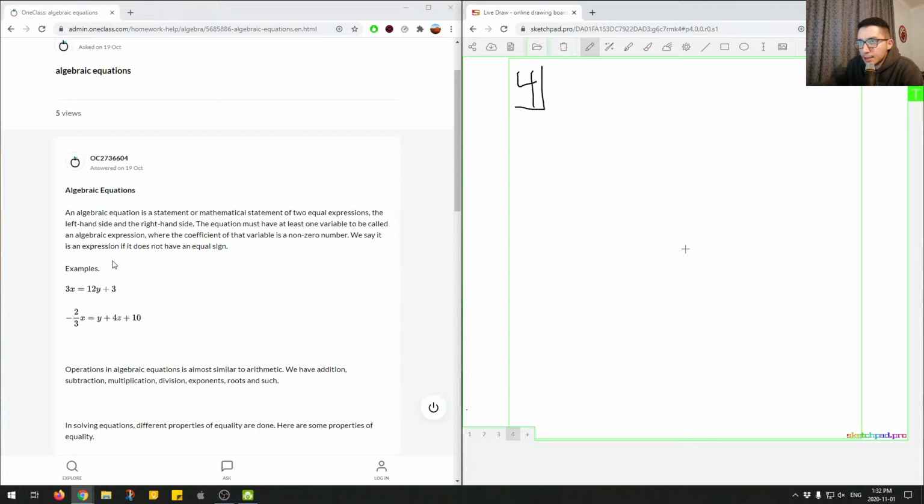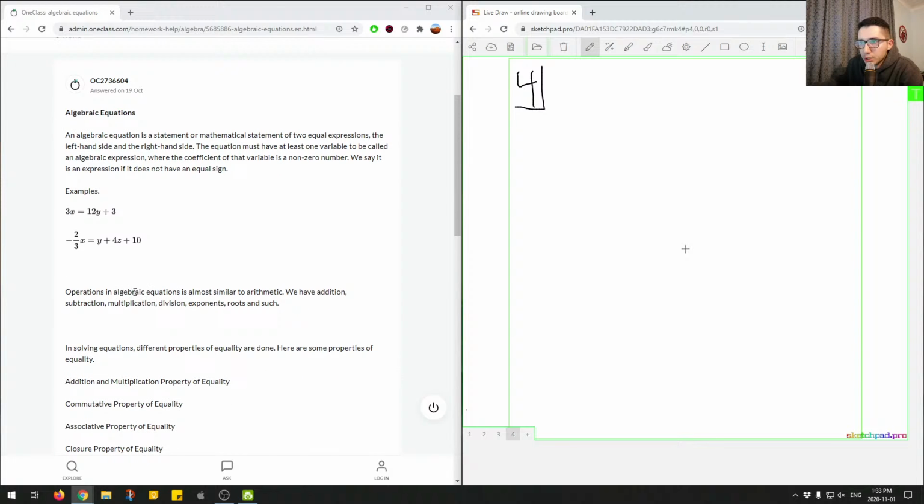We say it is an expression if it does not have an equal sign. So here we have an example, 3x plus 12y plus 3. Here x and y are variables. The numbers 3 and 12 are the coefficients, and so on. Here is another example, negative 2 over 3x equals y plus 4z plus 10. So z is just another variable, similar to x and y.